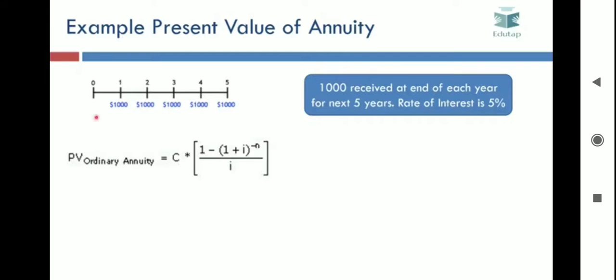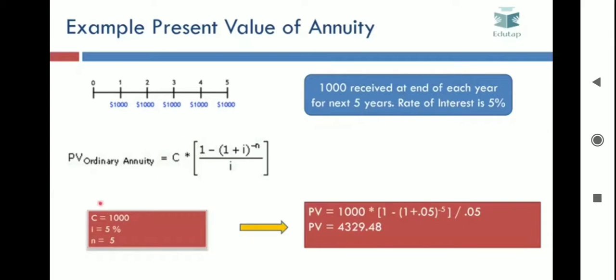So this is our example of annuity where $1,000 is being invested at the end of each year for the next 5 years and the rate of interest is 5%. And now we use this formula to find the present value of annuity. We get C equal to 1000, that is the value invested at the end of each year, I equal to 5%, which is the rate of interest, and N equal to 5, which is the number of payments or number of periods.